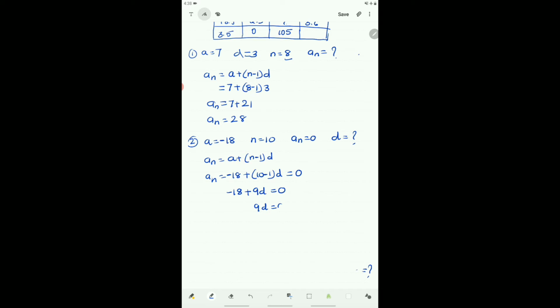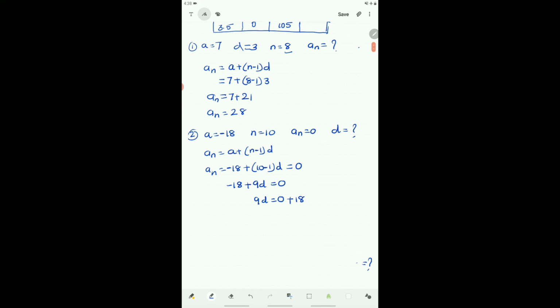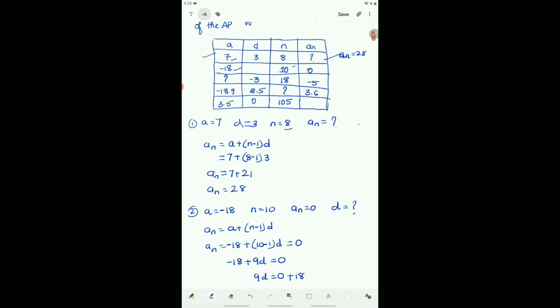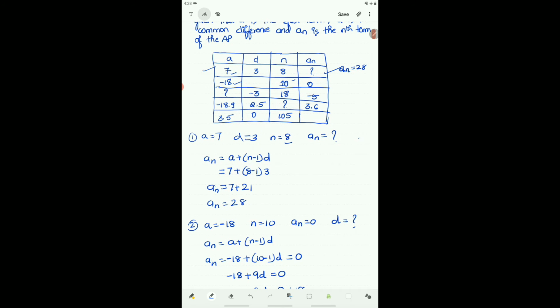9d is equal to 0 plus, transferring minus 18, it becomes plus 18. 9d is equal to 18. d is equal to 18 by 9, which is equal to 2. So here you got d, that is 2.